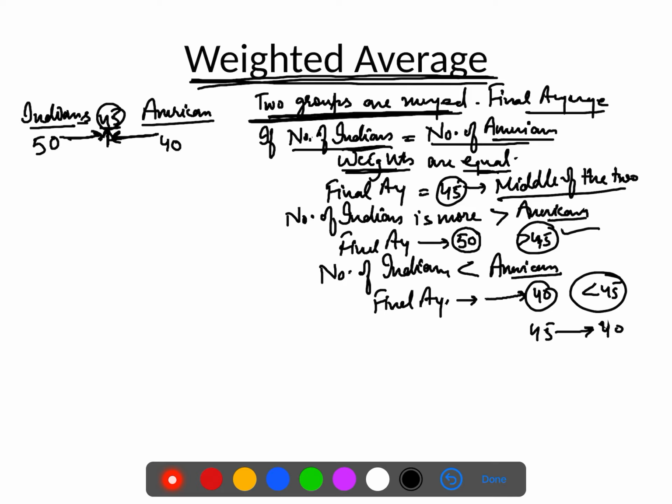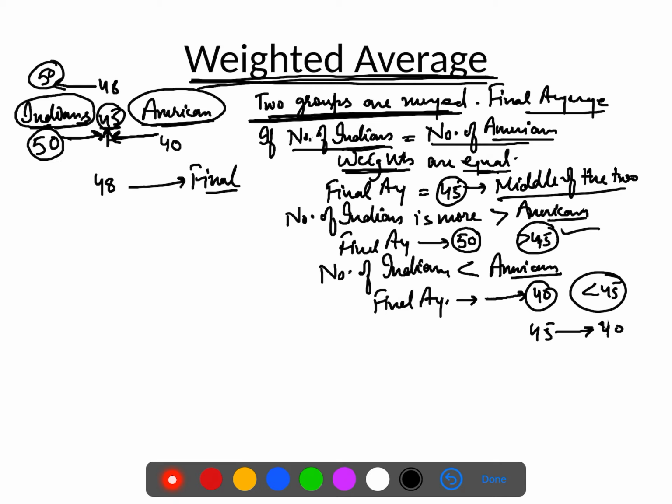So let's take one example here. 50 is the average of Indians, 40 is the average of Americans. Let's say after clubbing, it's given in the question that the final average becomes 48. After clubbing the groups, this is the final average. Clearly, 48 is not the midpoint. That's evident. That means the weights are not equal. So 48 is closer to 50, the needle is towards the Indians group. So that means it will have more weight, or the number of Indians will be more than that of Americans.